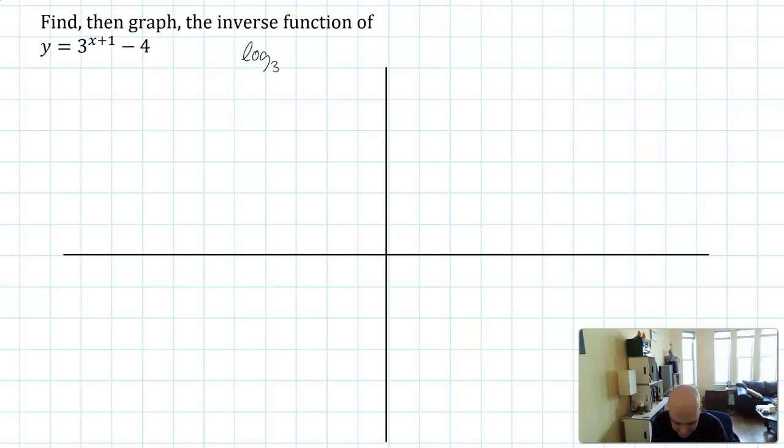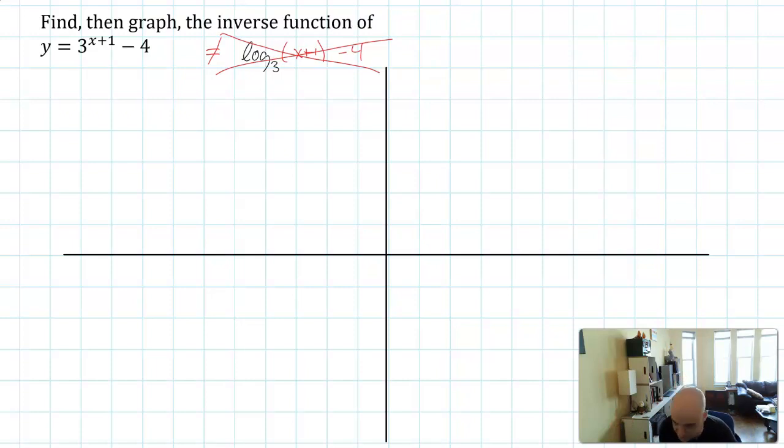Here's a trap that students often fall into. They say, oh, I know the inverse is log base 3. So they say it's log base 3 of x plus 1 minus 4. Guess what? It's not the inverse. We actually have to go through the procedure. We can't just switch it blindly. We actually have to switch using the procedure for finding an inverse.